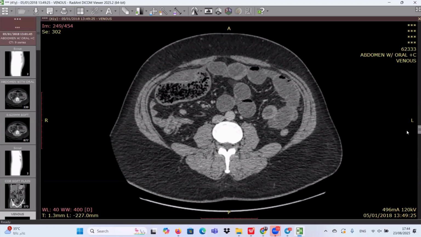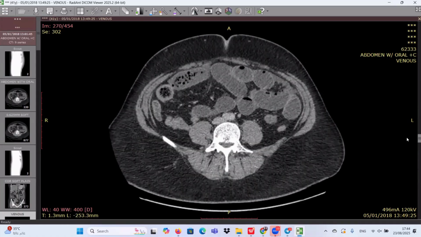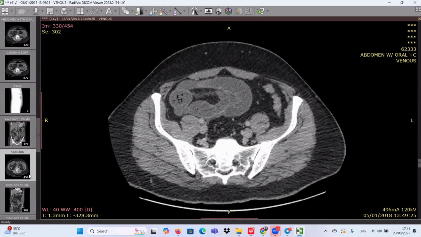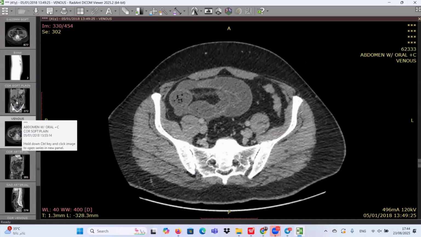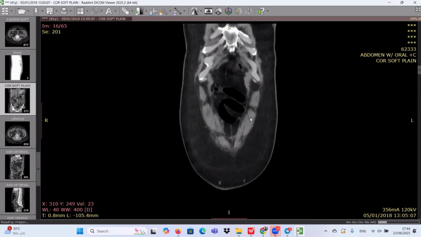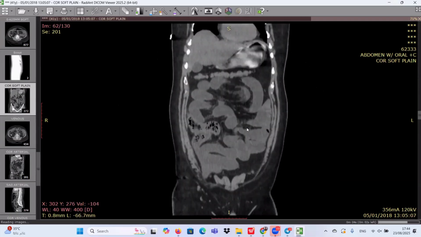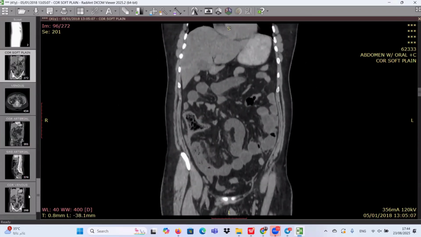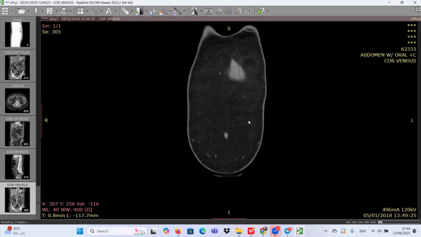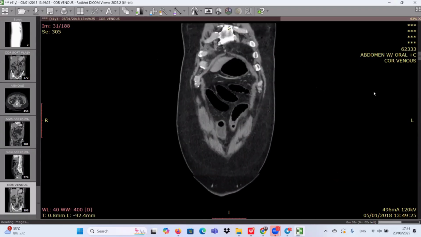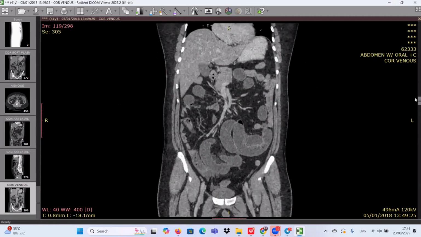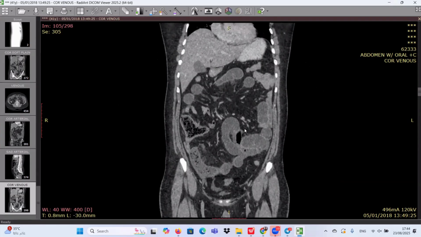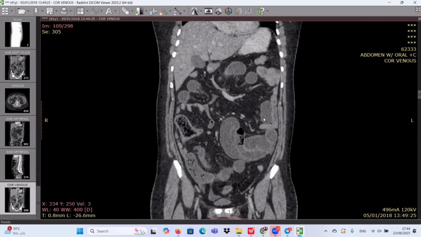And can I see the coronal? Coronal, okay. Just a minute. Okay. Can you give me the hand? Yes, sure. I think the coronal venous is more important. Just a minute. Yes. Okay, go ahead.